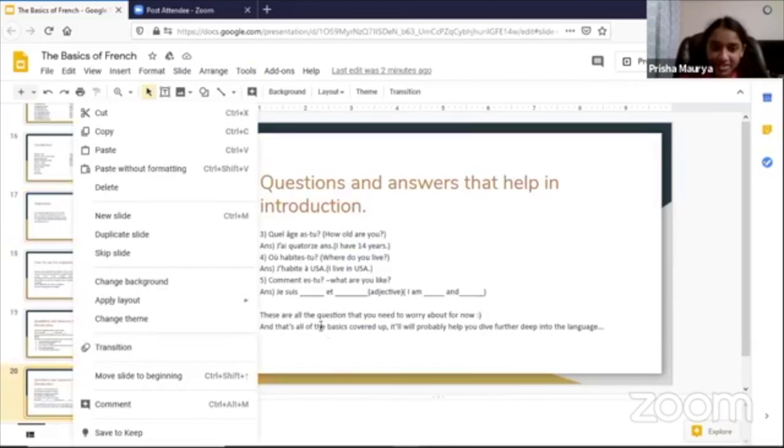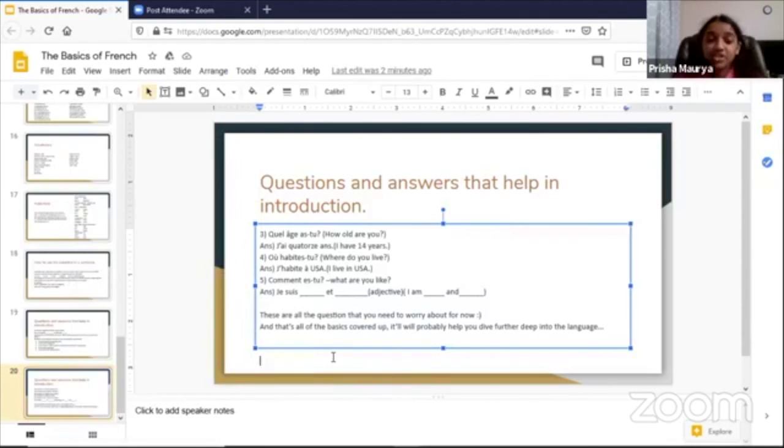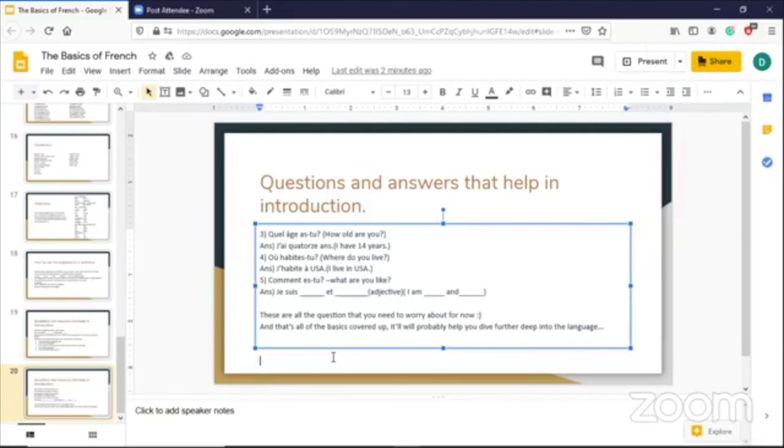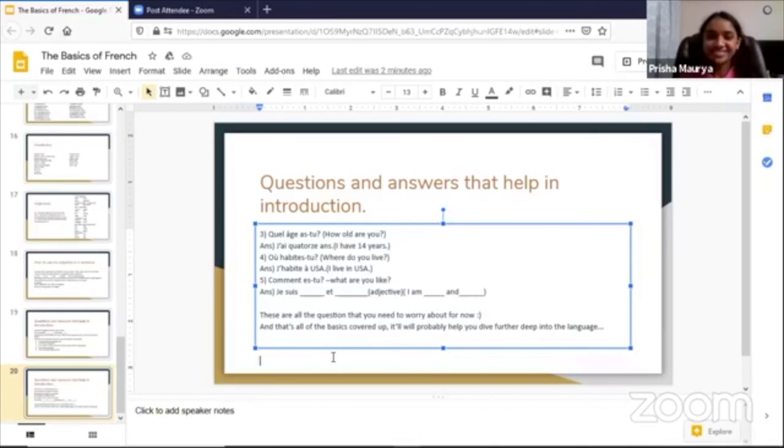So when I'd be describing myself, I would be saying je suis sympa et jeune, which means I am nice and young. So would anyone like to replace them with two other adjectives before we move on to the introduction? So sympathique and intelligent. Really, really good. Amazing job, guys. So we'll just replace them.